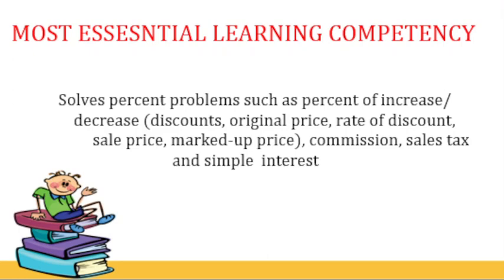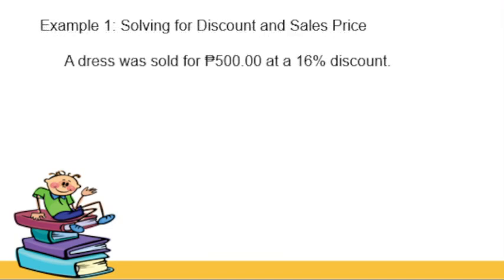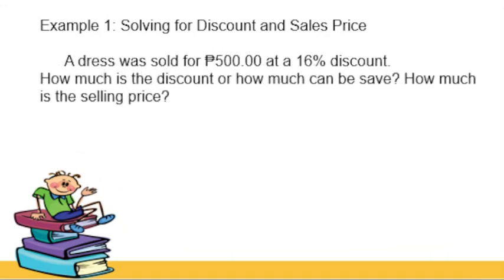Okay, so to continue, we have the example for discount and sale price. A dress was sold for 500 pesos at 16% discount. So using the formula, of course we have to know how much can be saved and how much is the selling price.